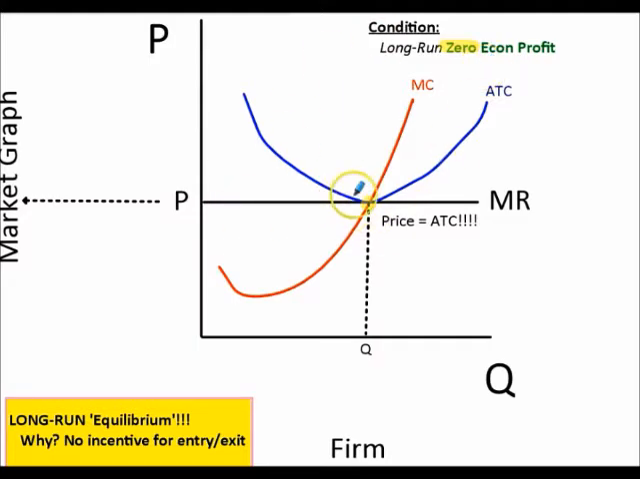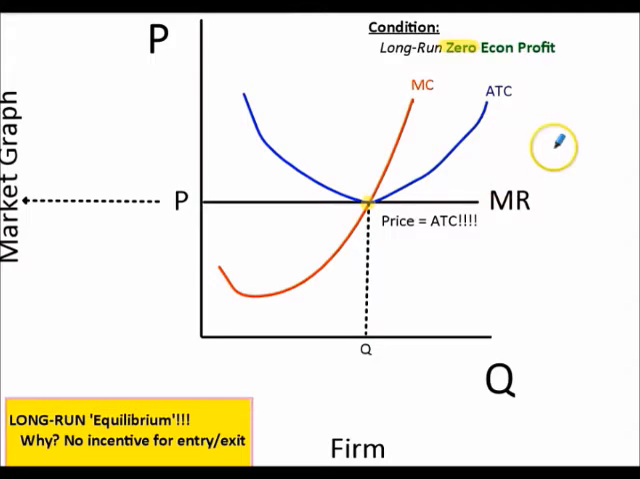When the firms are in this condition, there is no incentive for other firms to enter the market, and there is no reason for existing firms to exit the market. Due to the fact that in perfect competition there are no barriers to entry and exit, this becomes the long run equilibrium. And we're going to see that more clearly in a minute.